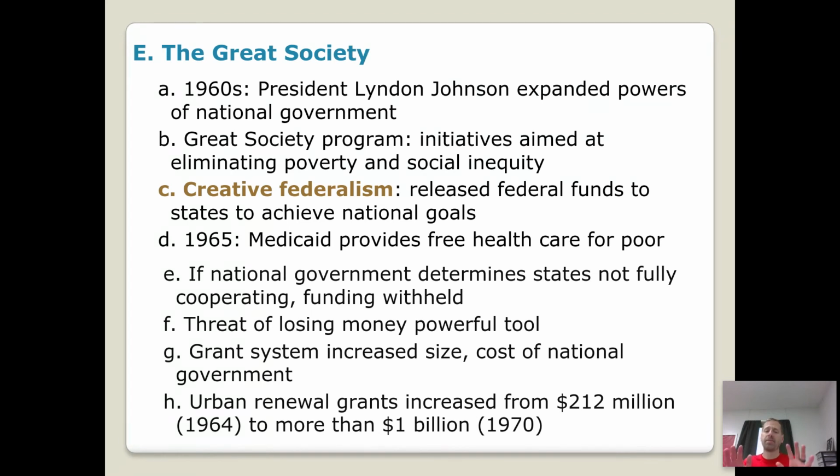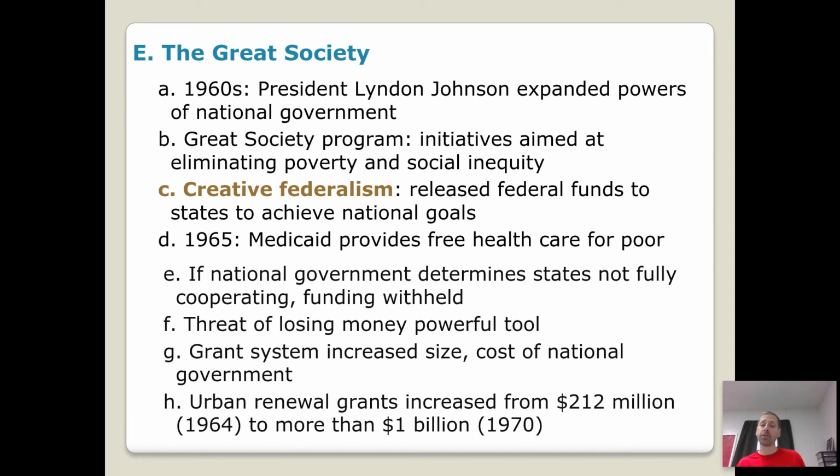And so we have this national goal of, say, eliminating poverty. That's a countrywide goal. And so the federal government is going to give money to the states for Medicare and Medicaid. And so the states actually run Medicare and Medicaid, not the federal government, but the federal government gives the states money. And if the federal government says, you know what, the states aren't doing what they're supposed to be doing, then they could withhold that funding.